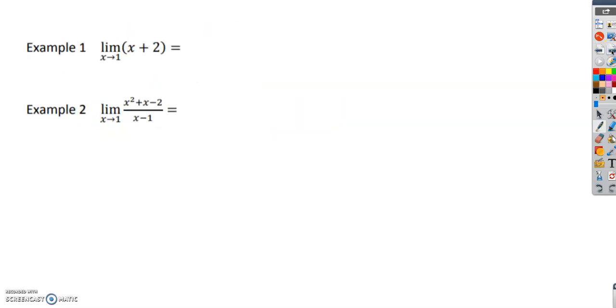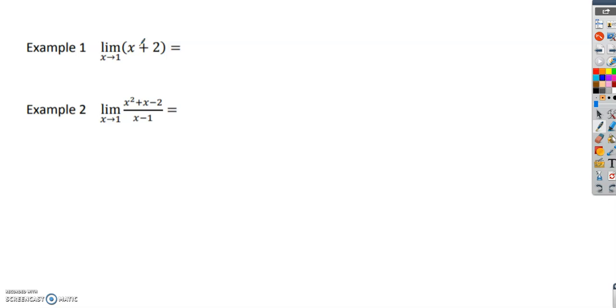In example 1, the first thing you want to do, if your graph is just a very basic function, like a linear function or a quadratic function, is recognize that your graph is going to be continuous. There's going to be no breaks. That's what you're always hoping happens when you're doing limits.